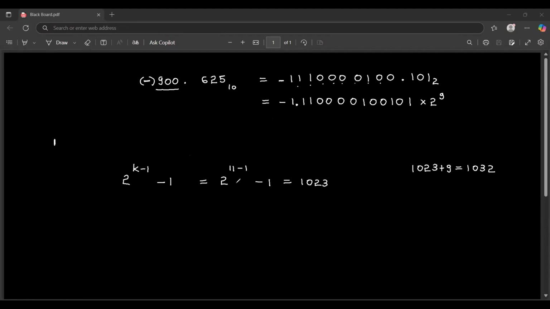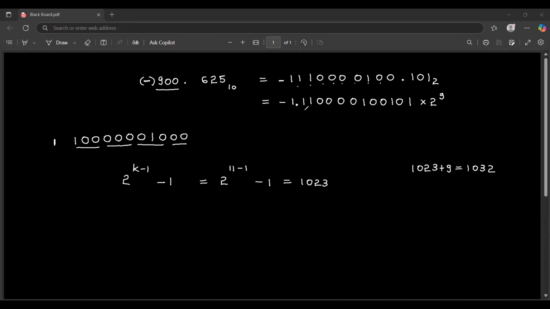So 1032 means we have 11 bits. So 1024, and we need only 8. No 512, no 256, no 128, no 64, no 32, no 16, only 8. No 4, no 2, no 1. See, we have 11 bits here perfectly.